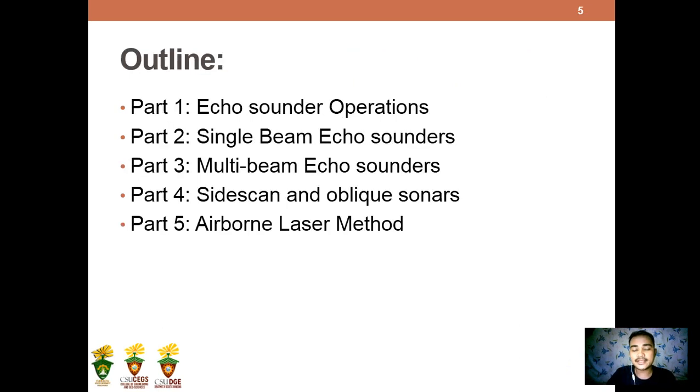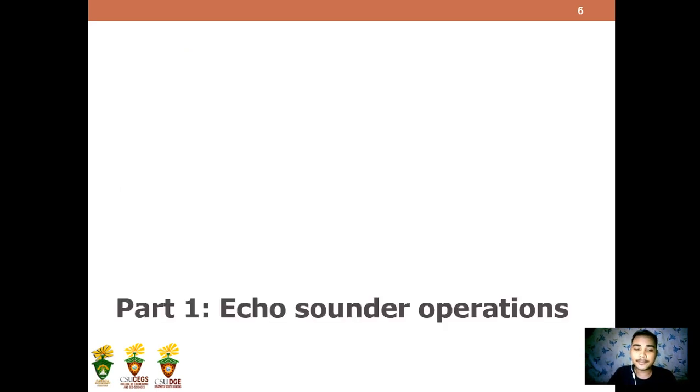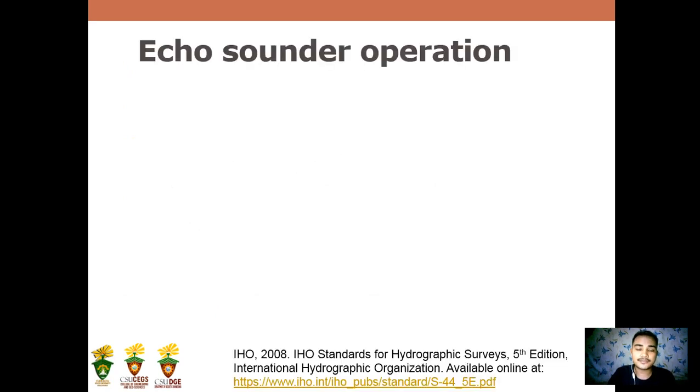For the outline of this presentation, we have 5 parts. Part 1 will be talking about echo sounder operations. Part 2, the single beam echo sounders. Part 3 is the multi-beam echo sounders. Part 4 is the side scan and oblique sonars. And last, Part 5 is the airborne laser method. So let's start with Part 1, which talks about echo sounder operations.